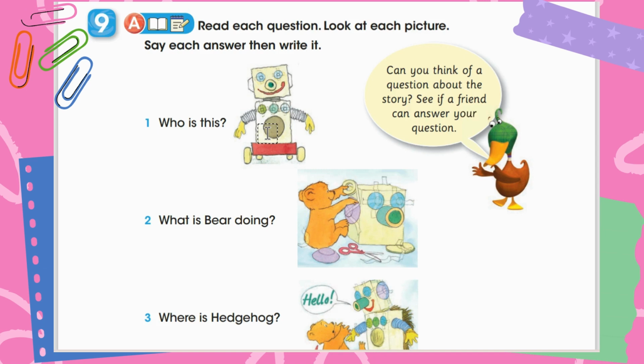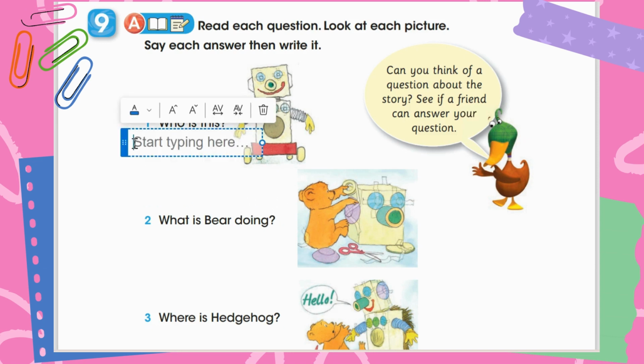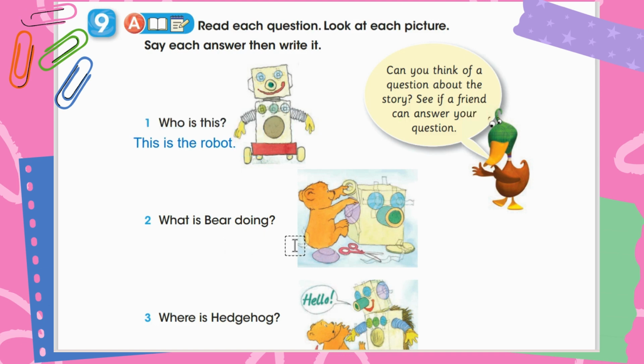Okay, that's correct. This is the robot. This is the robot that was made by the bear and the hedgehog. So here I will be writing: this is the robot. Make sure you have the correct spelling and then you copy it. The next is: what is the bear doing? This is the bear and the bear is doing something. Can you guess what it is doing? Make sure you read lesson number 8 because it is related to that.